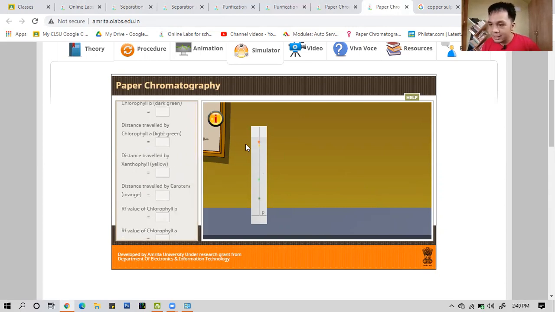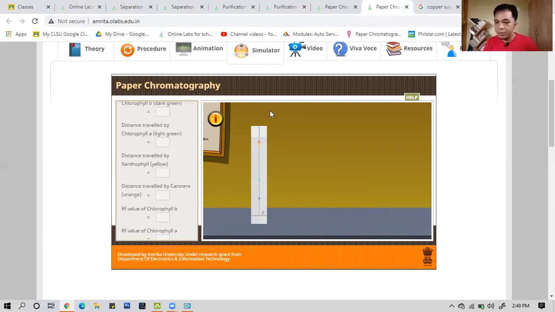Nakadepende kasi, di ba, sa ating intermolecular forces na pinag-aralan natin kanina, nakadepende interaction nila with the paper or the stationary phase, yung separation, relative to the solvent or dito the mobile phase. Doon magbe-base yung separation nila kung gaano kalakas yung interaction nila. So in terms of this guys, mapapansin ninyo, nagkaroon na ng separation.